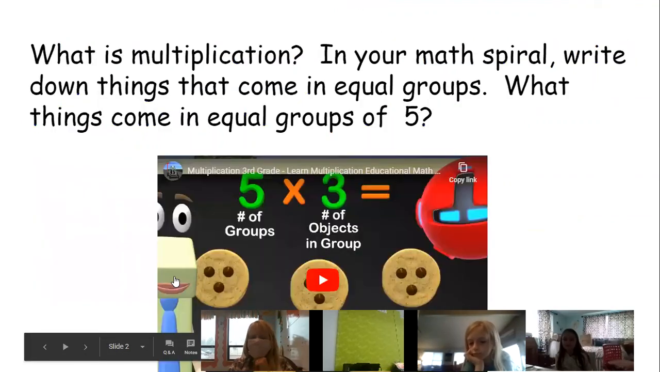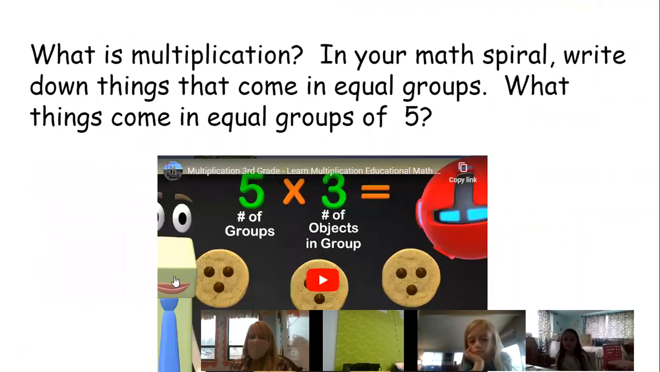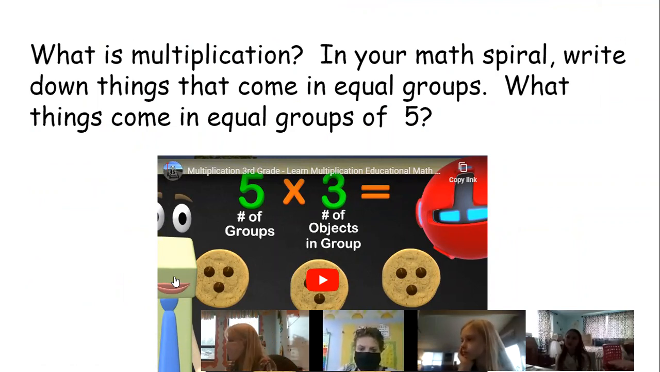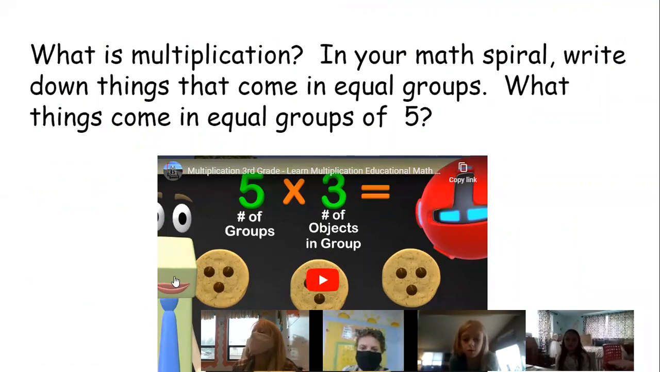Okay, so what is multiplication? I want you to be thinking about that answer to that question. Does anybody have schema already about what multiplication is? Sunny? Multiplication is like groups, so it's like groups of 5 or 3. Okay, so Sunny said, kids at home, that multiplication is like groups of 5 or 3. So I'm going to add a word into that. Equal groups, right? You have to have equal groups in order to multiply.